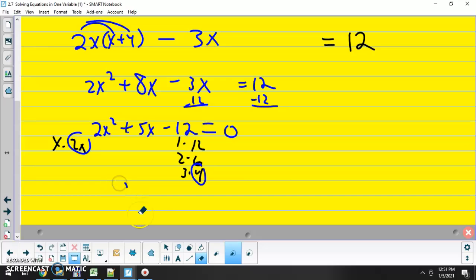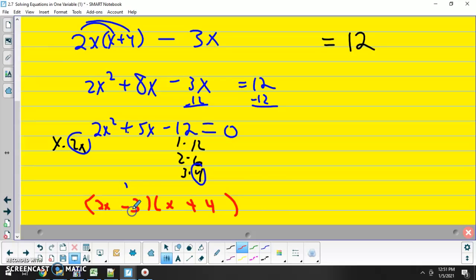Looks like I didn't finish the problem. I thought I did, but I guess not. So let's continue here. We would have 2x and x, and we want to make sure to get 8 minus 3. We want to have more positive, so I'm going to put the plus 4 here. That would give me positive 8x, and then the minus 3 here, so I can subtract 3x. Okay, so that will give me the 5x in the middle.